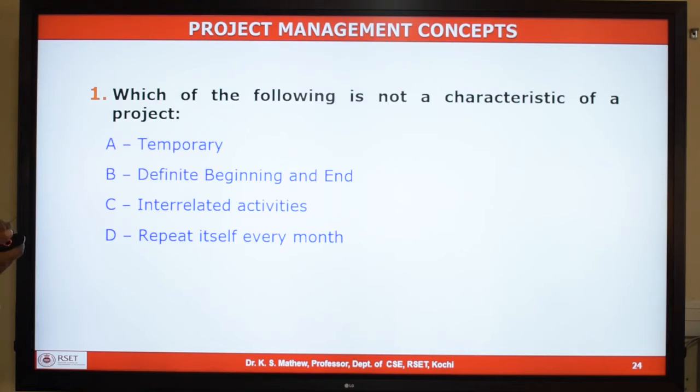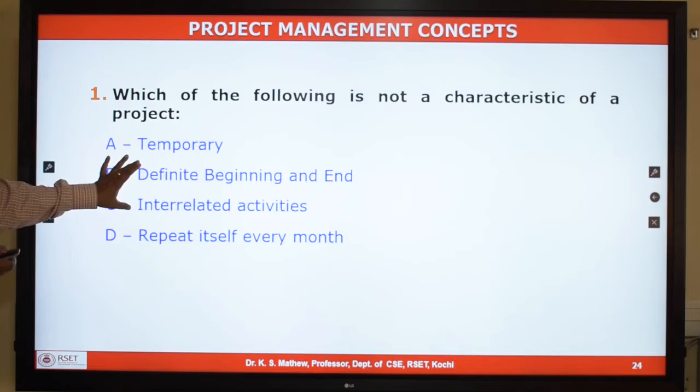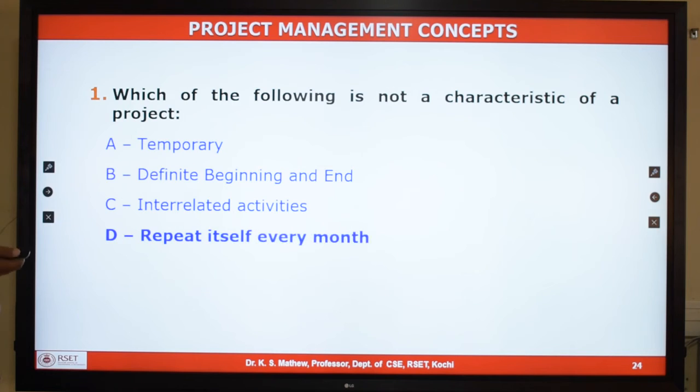Which of the following is not a characteristic of a project? If you remember the definition of a project, it is temporary, it has a definite beginning and end, it consists of a lot of interrelated activities, and it is not an ongoing or repeated activity. So the answer is D, a project will not repeat itself every month.